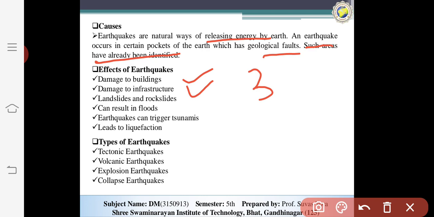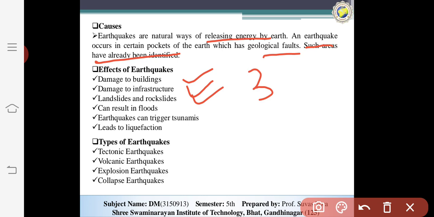Then after that, landslides and rock slides. When the earthquake occurs, large rocks and sections of the earth located up hills can be dislodged and consequently roll rapidly down into the valley. Landslides and rock slides can cause destruction and death to the people living downstream.